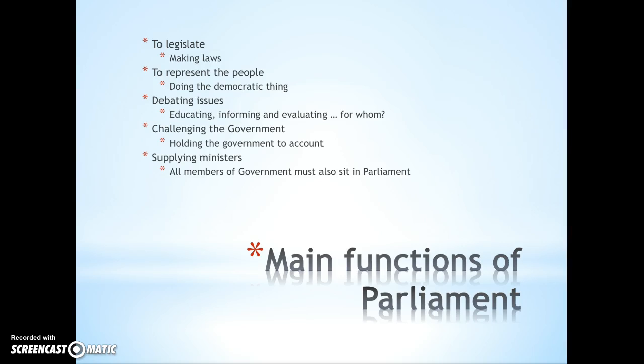Another one of those core functions of parliamentary government is to supply ministers. All ministers of government must also sit in Parliament. If you're going to be in government, you have to be in Parliament. House of Commons, House of Lords, doesn't really matter. In the UK, we have that fused government. So fused executive, the executive must be part of the legislature.